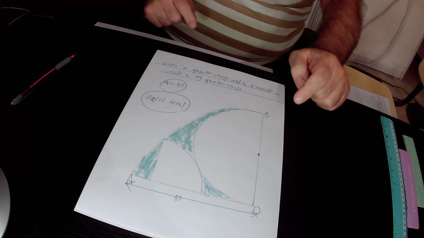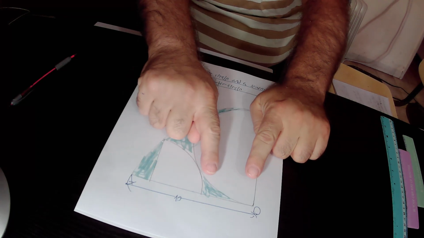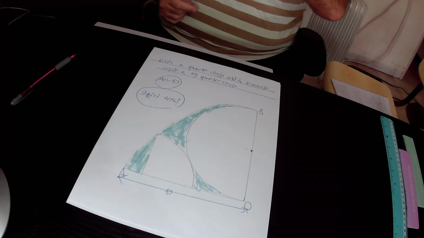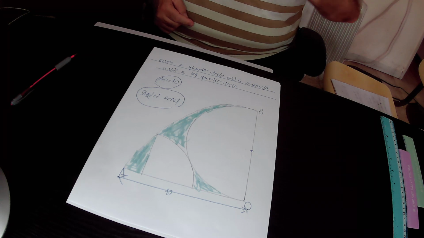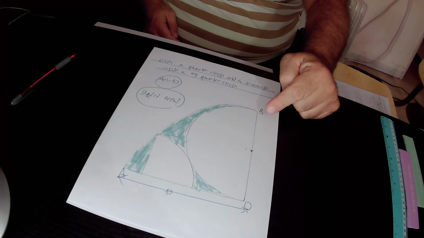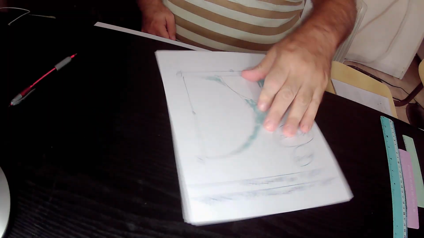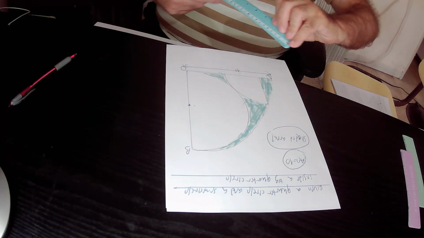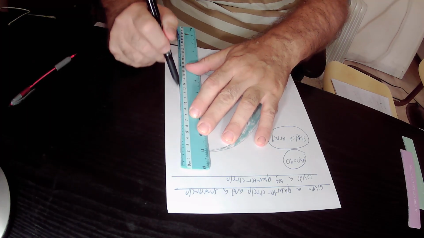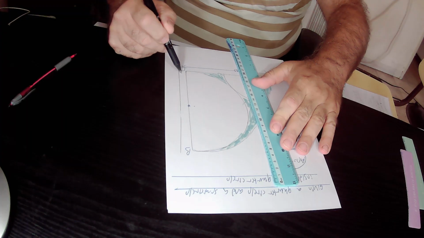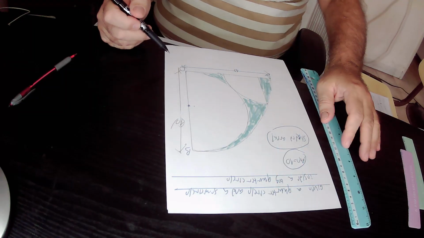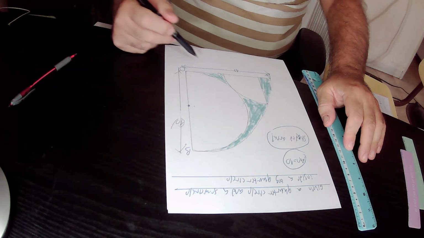We also know that AO is the radius of this big quarter circle, and it is equal to 10 units in its length. So BO is also the radius of this big quarter circle, and therefore it is equal to 10 units in its length. BO equals 10.